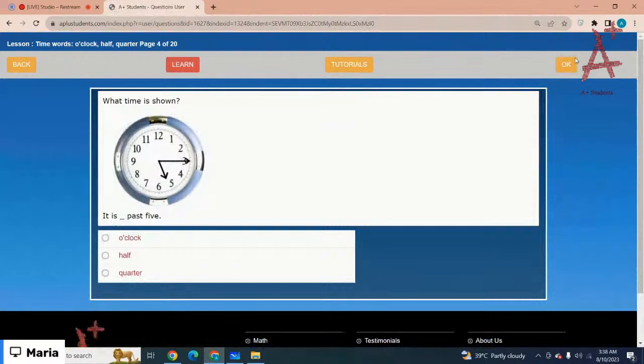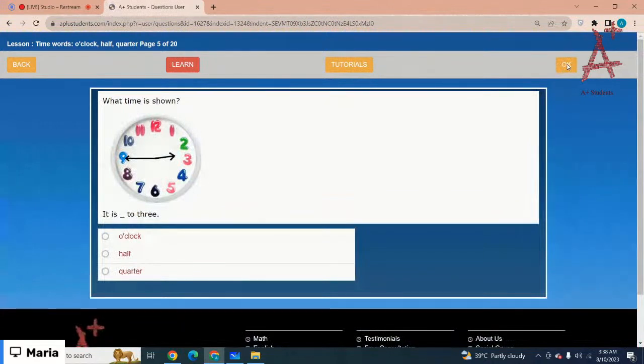Okay, what time is shown? It is 5:15, right? So the correct option is quarter past 5. 15 minutes means quarter, so it is quarter past 5.